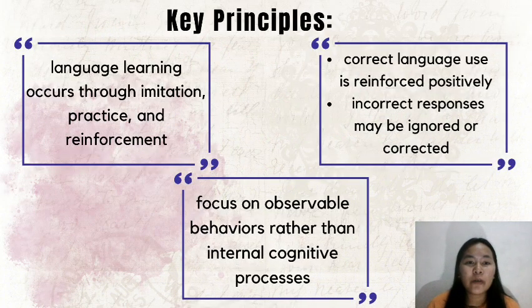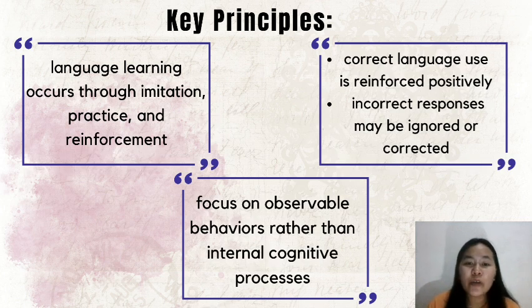Now we will talk about the key principles of behaviorism. First, language learning occurs through imitation, practice, and reinforcement. Learners acquire language by mimicking others, repeatedly practicing language patterns, and receiving feedback that strengthens correct usage. Second, correct language use is reinforced positively, while incorrect responses may be ignored or corrected.